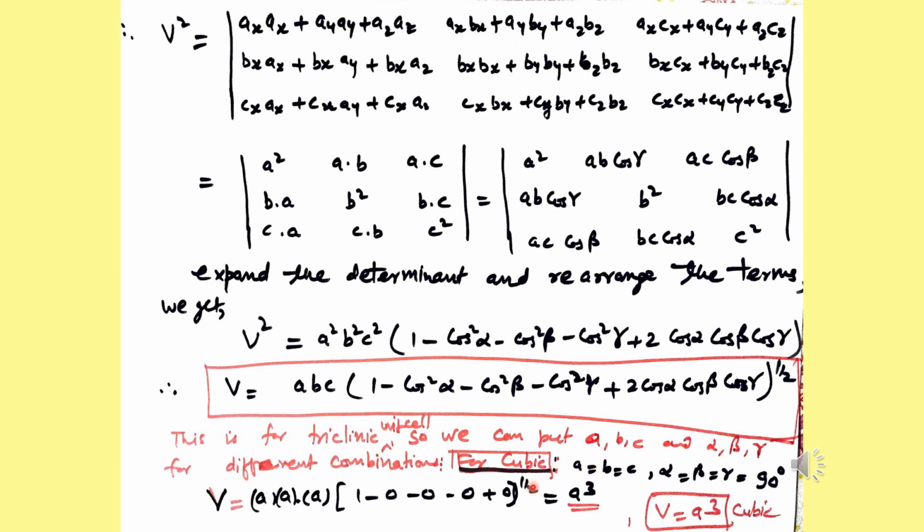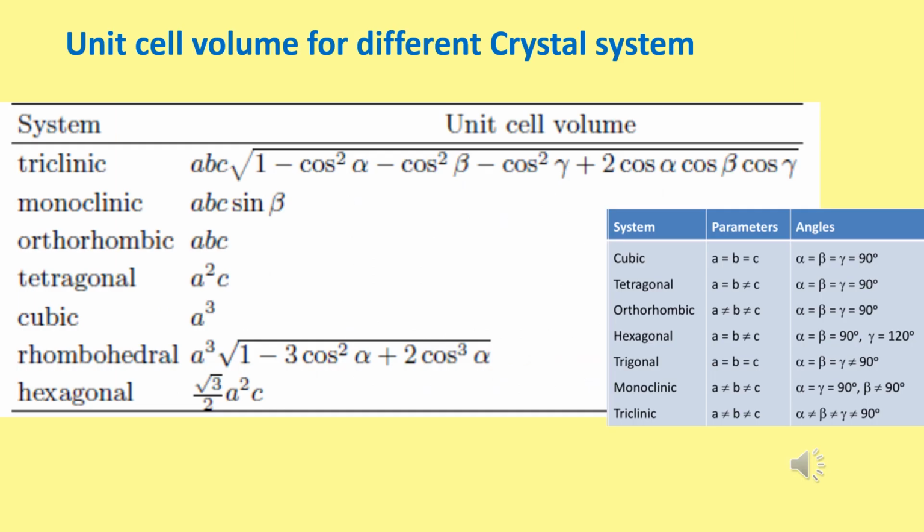If we put different conditions for different unit cells, then we can find the volume for different unit cells. Suppose for the cubic case, a equal to b equal to c and alpha equal to beta equal to gamma equal to 90 degrees, then V equal to a into a into a, and cos 90 is 0. So we get a cube for the cubic unit cell.